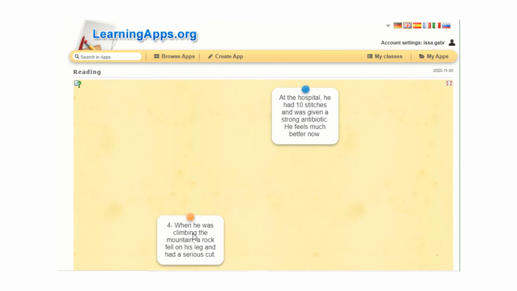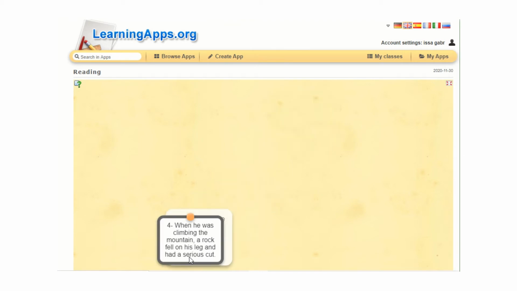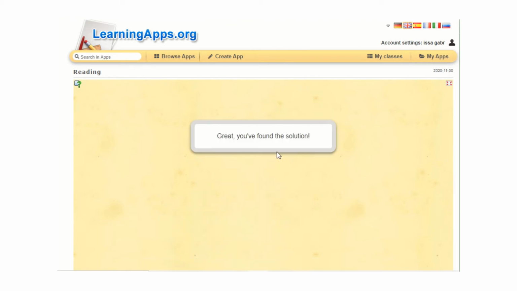Number 4. When he was climbing the mountain, a rock fell on his leg and had a serious cut. Yes, this is the last one. At the hospital, he. Look at this one. When he was climbing. At the hospital, he had 10 stitches and he was given a strong antibiotic. He feels much better now. So this is the correct answer. Here, great, you have found the solutions.